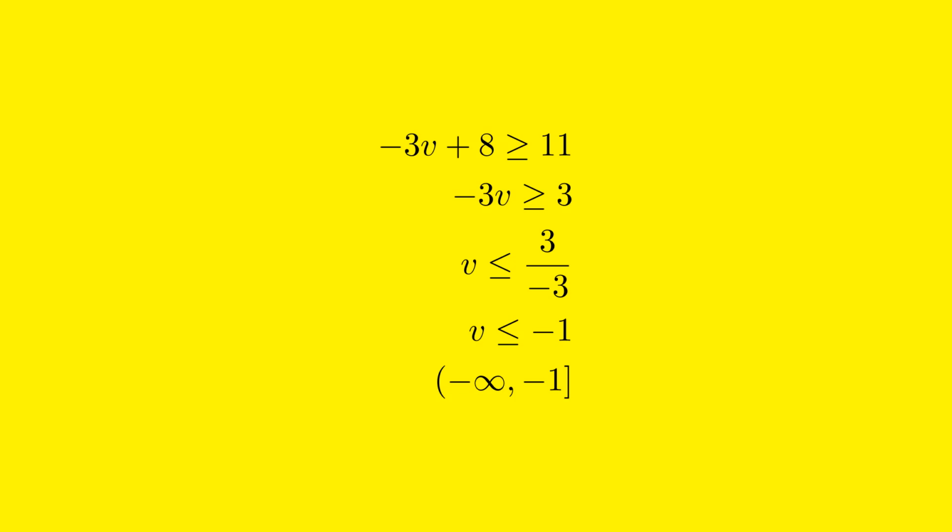The solution in inequality form is v is less than or equal to -1. In interval notation, the solution is expressed as -infinity to -1, including -1. This interval is written as open -infinity, -1 closed.